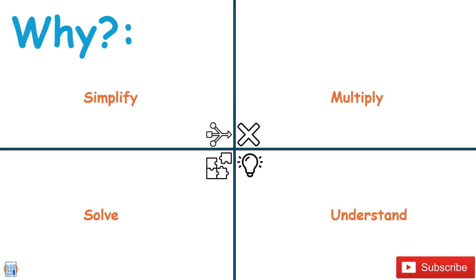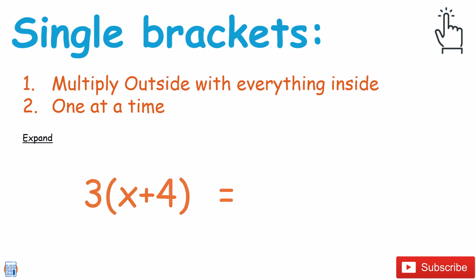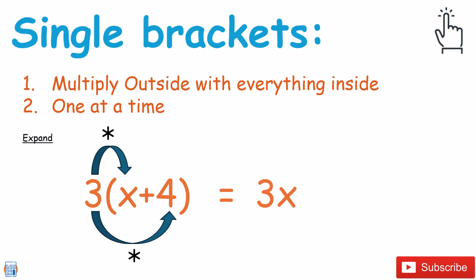get very useful. So how to do single brackets, the steps I like to follow: I multiply outside with everything inside, and I do it one at a time. So if we take this one here like we did before, the steps for expanding this single bracket is you times the 3 by the x, which gives you 3x, and then you times the 3 by the 4, which gives you 12. And that's it for single brackets. You can apply that to any other one.